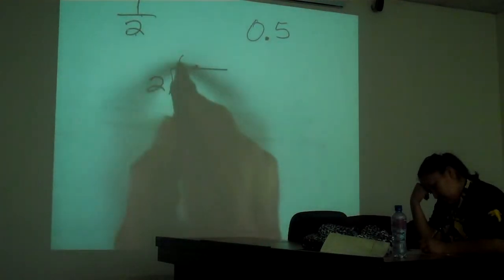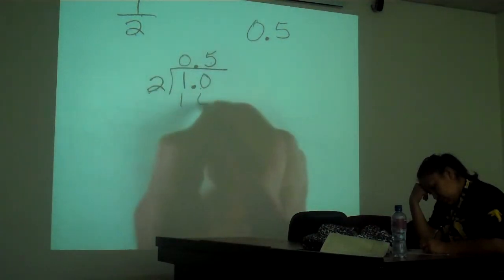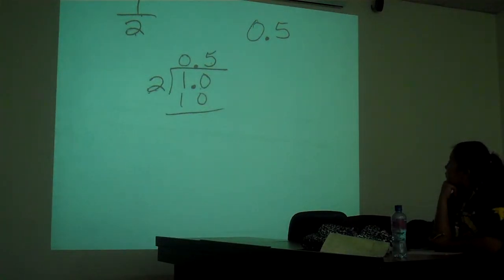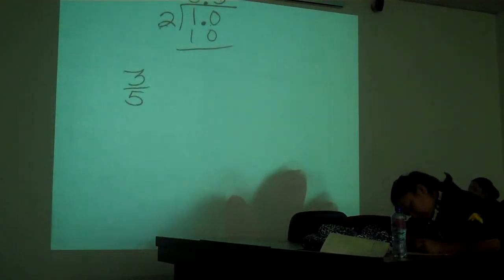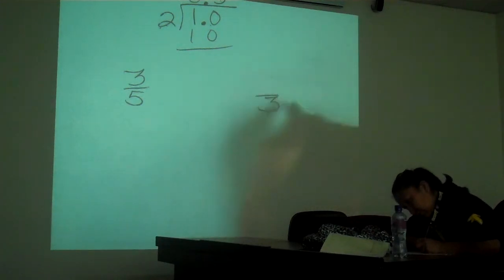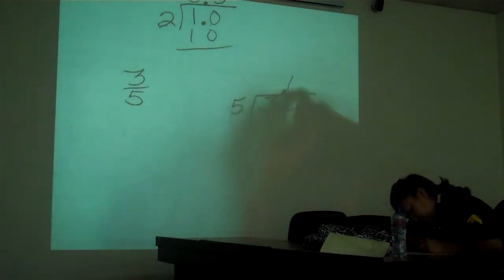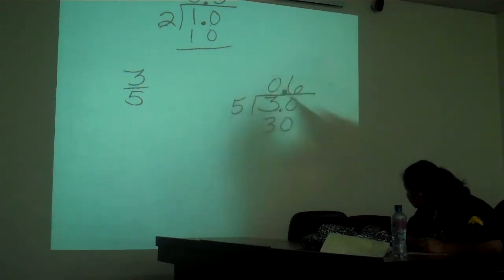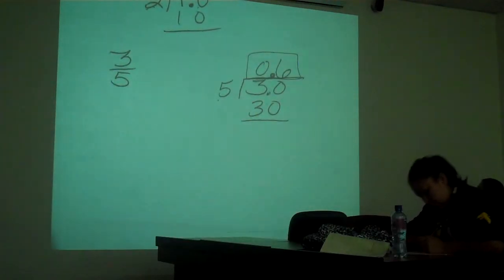2 won't go into 1. Add a 0. 2 into 10 is 5. 5 times 2 is 10. So that's how you do it. Top divided by the bottom. So what if you have 3/5? You can go 3 divided by 5. Bring that decimal up, add the 0. 5 into 30? 6 times. Okay? This is one way of doing it, is to do the division.